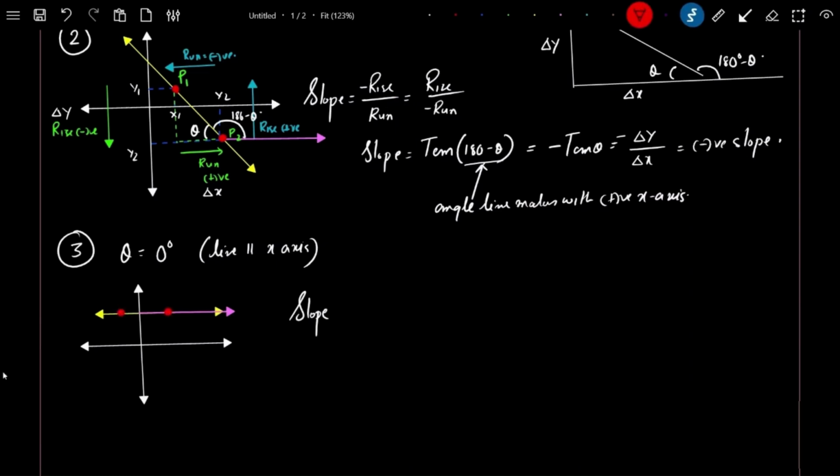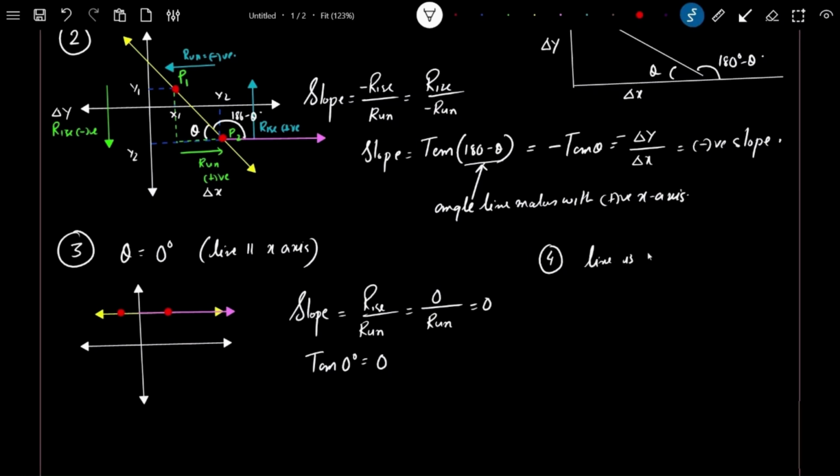Let's pick this. You will never rise here. Your slope is equal to rise over run. Your rise is always 0. For run, you will have a value. Ultimately, this is 0, and tan of 0 degree is also 0. So this reinforces your finding. Let's see the fourth case.